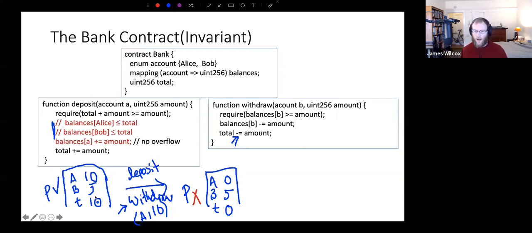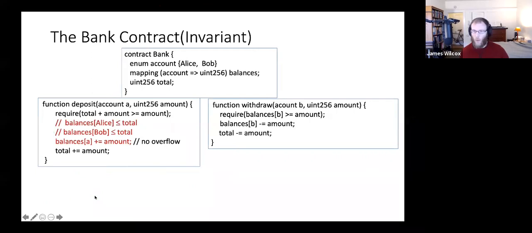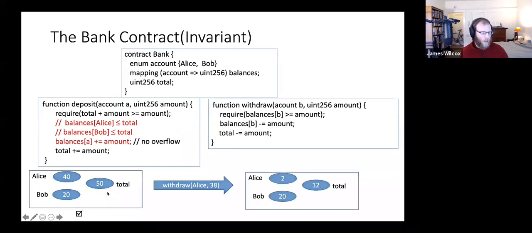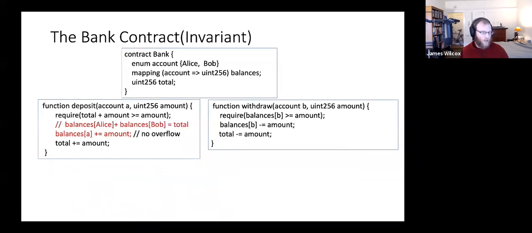Because Alice's balance plus Bob's balance is not equal to total. So that immediately yells in our face what the strengthening is that we need to do, right? The strengthening we need to do is to keep track of this invariant: Alice's balance plus Bob's balance is equal to total.